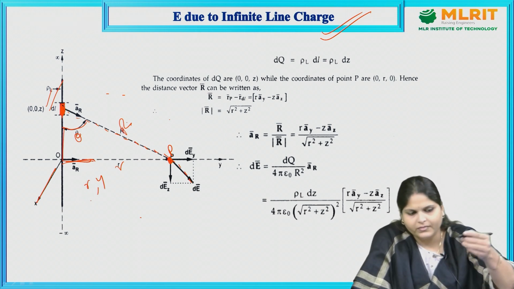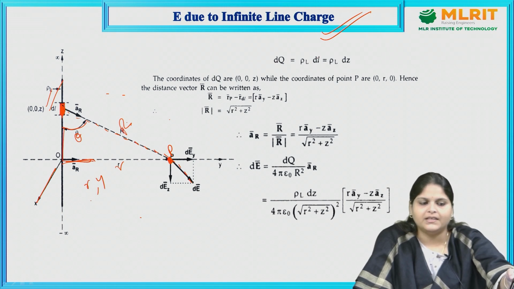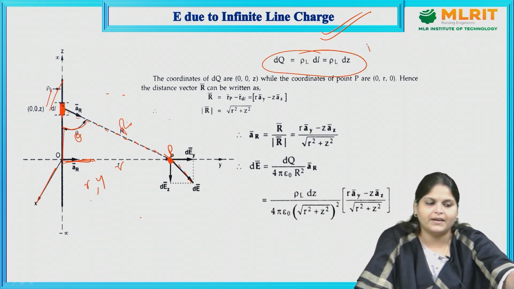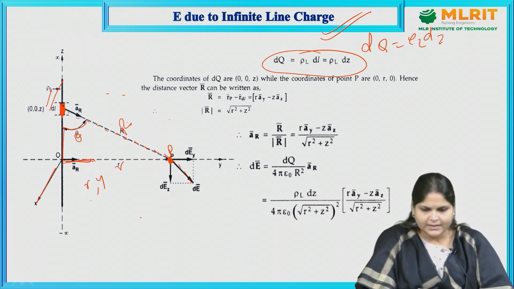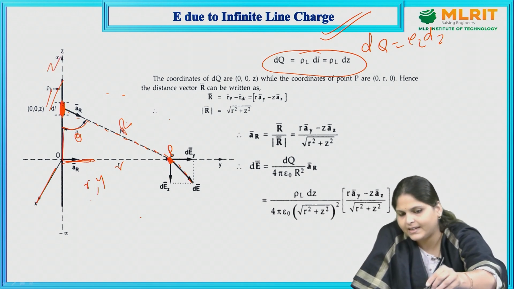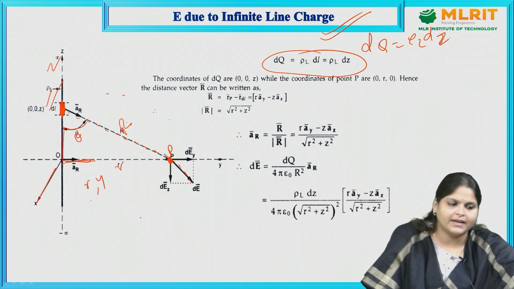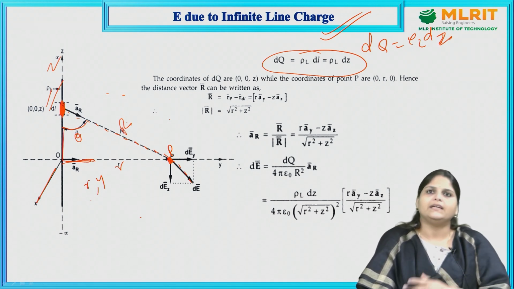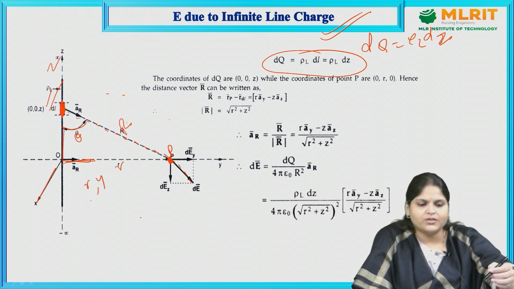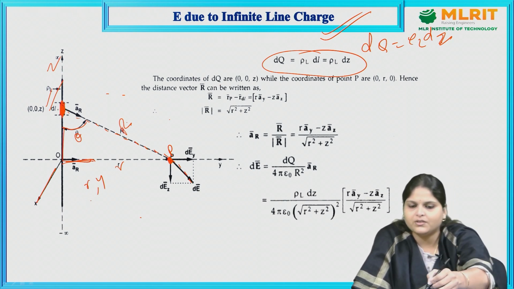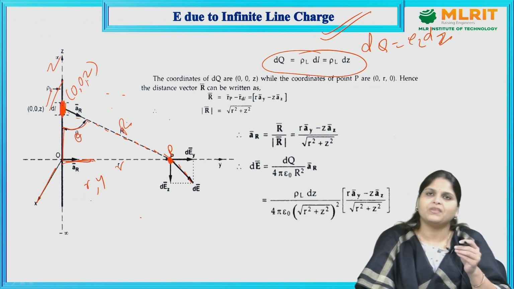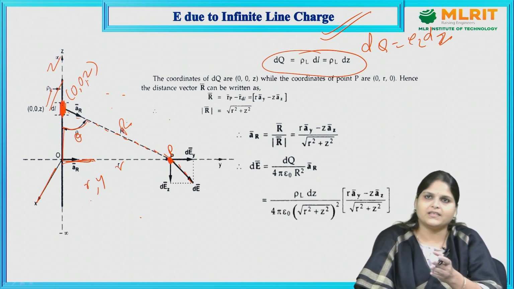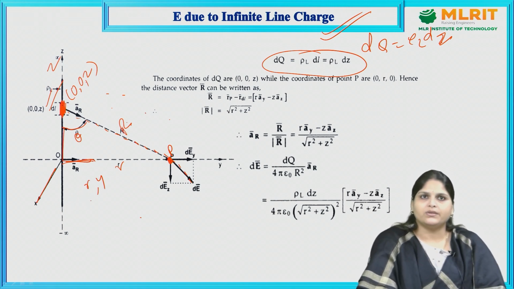So this rho L will be given by dq upon dl. So from here you can find dq is equal to rho L dl. So basically here this L is in the z direction. So in place of dl we can write dz. So dq is equal to rho L dz. The coordinates of dq are 0, 0, z, meaning on this element some charge is there, because we have considered this element where the charges are distributed. So the coordinates will be 0, 0, z. The x and y components are not there, only z is there, so it becomes 0, 0, z.